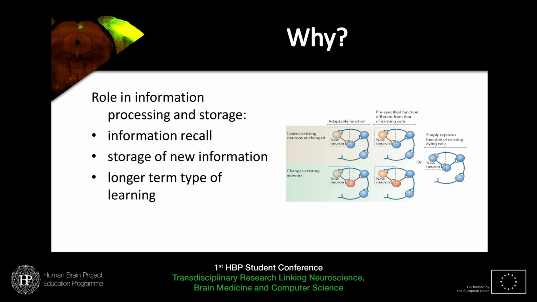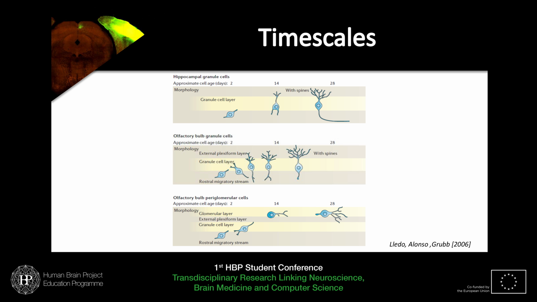And it's a different type of learning as well, for the fact that new neurons are more plastic than older adult neurons. But for the timescales, it compares to STDP. STDP operates on the timescale of seconds to minutes, while neurogenesis operates on the timescale of days, weeks, months. So that might be interesting.